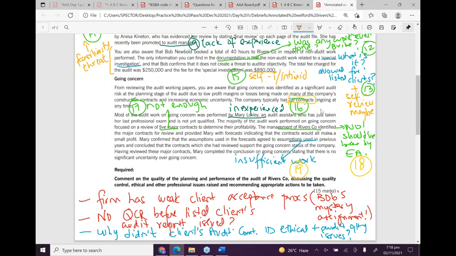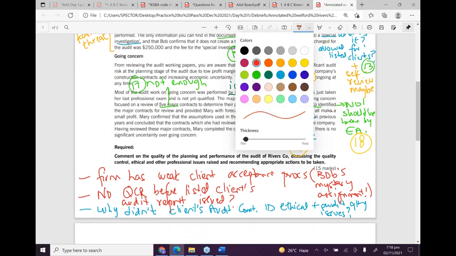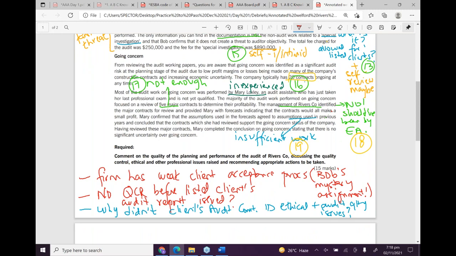In terms of next steps, there were some easy marks. The firm has weak client acceptance procedures. Before accepting that special investigation, proper acceptance procedures should have been carried out. This was not done. This is a listed company. A QCR is mandatory. There is no indication that a QCR was done.